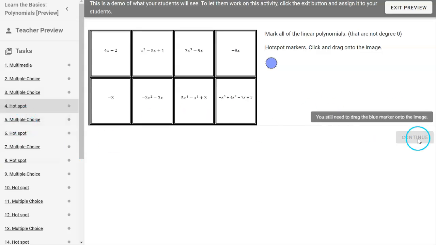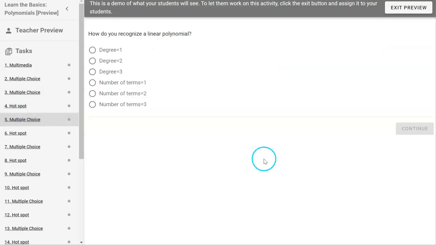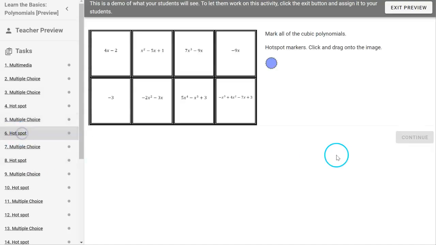If they get them right, it's going to turn green, so they'll know if it's right, and if it's not right, they need to correct it, so they can change their answer and do that. And then after they've chosen their hotspot, how do you recognize a linear polynomial? So which of these help you know that? And then hotspot, mark all the cubic polynomials.